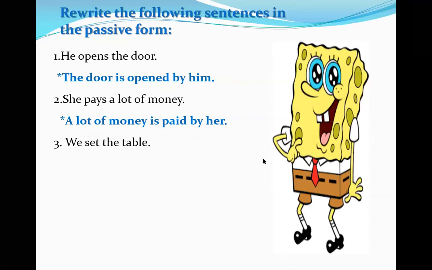Salma, you raised your hand. Yes, Salma, answer. The table is set. Excellent. The table is set by us, or the table was set by us. Why? Because we don't know if the sentence is in present or past, because verb set is irregular. Set, set, set, cut, cut, cut, put, put, put. They are the same. Okay? Did you get the point?